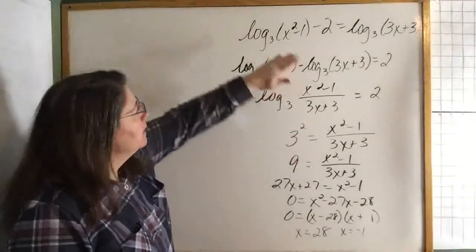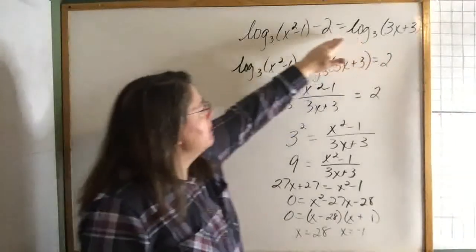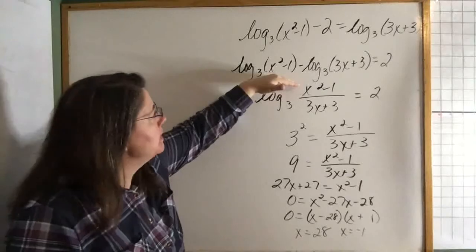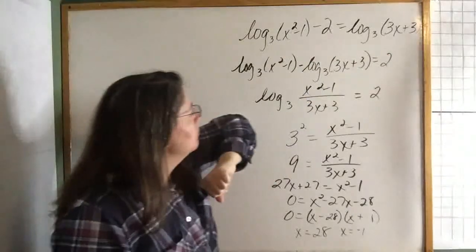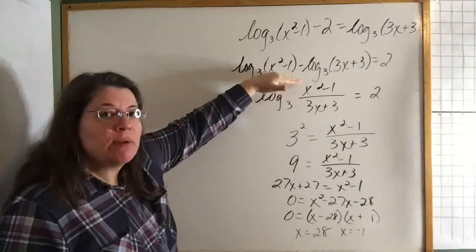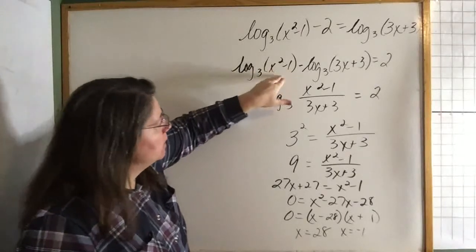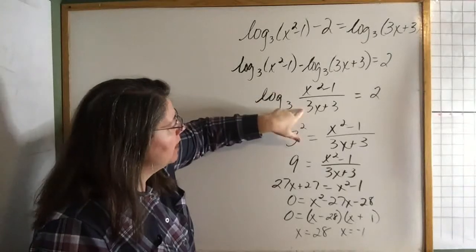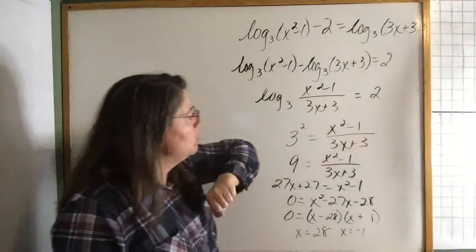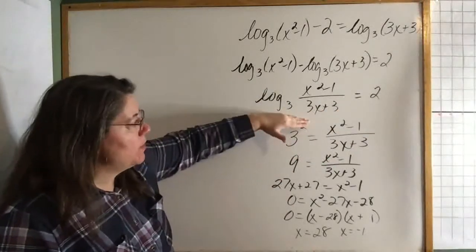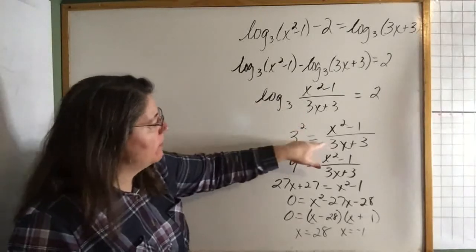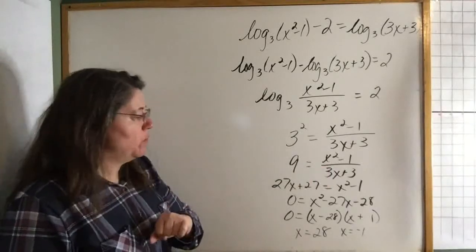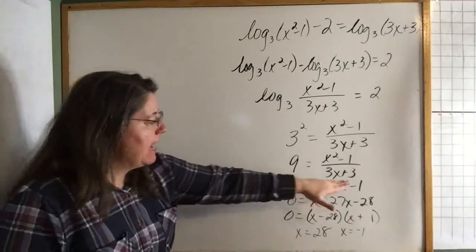For the second one, I need to condense these logs. I need to get that log over on the left-hand side with the other one, so I can use my properties to condense it, and I need to move the 2 on the other side. So I do that right here. Then I use my properties to condense these logs. So I have log base 3 of x squared minus 1 over 3x plus 3 equals 2. Then I convert it to exponential form. So I've got 3 squared equals x squared minus 1 over 3x plus 3. So 9 equals x squared minus 1 over 3x plus 3.